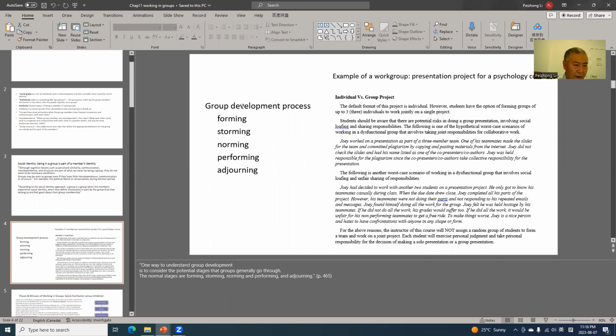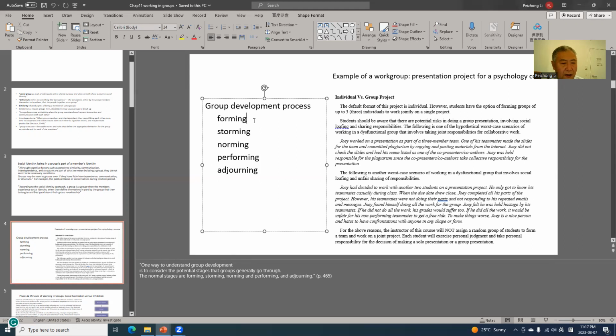The textbook talks about a model of group development. And this model specifies several stages of group development. There's the forming stage, group formation. For example, if you are doing a group presentation project, you may form a group. You may find three teammates to form a group. And that's a formation stage.